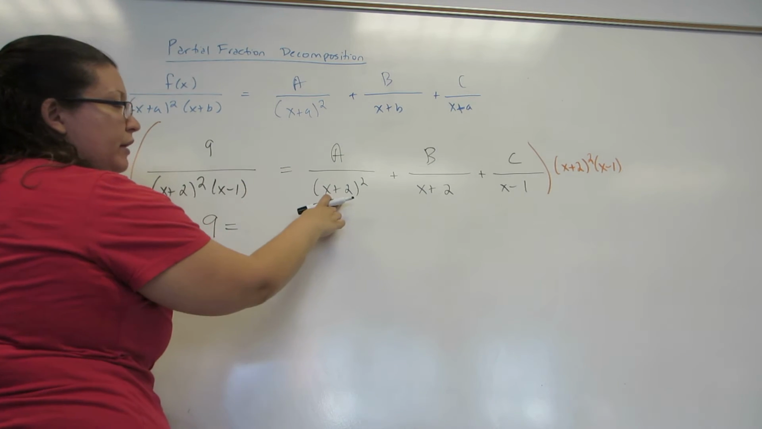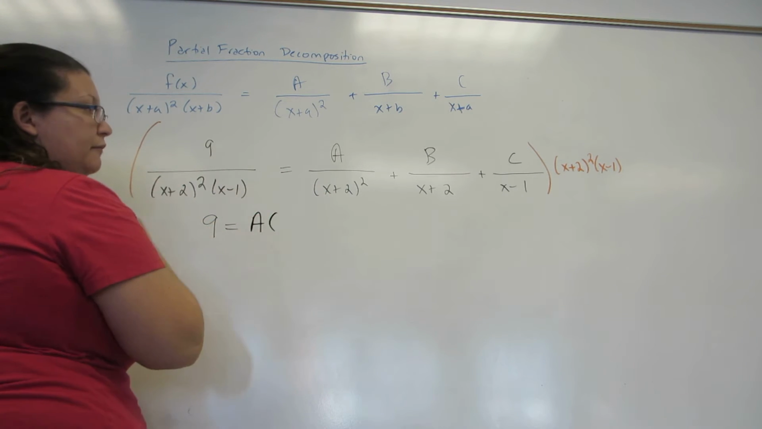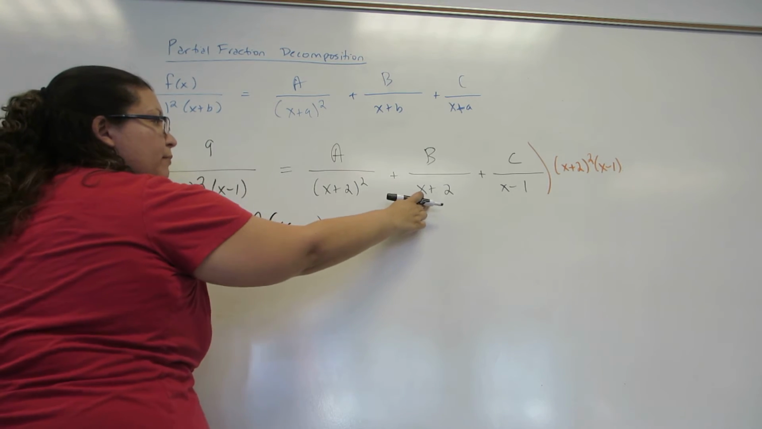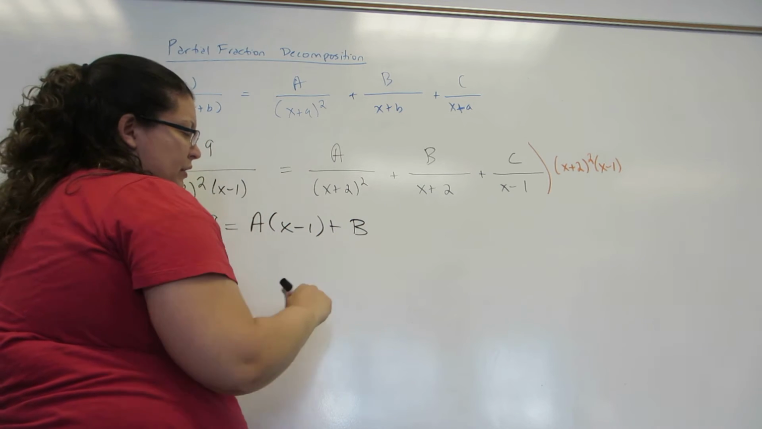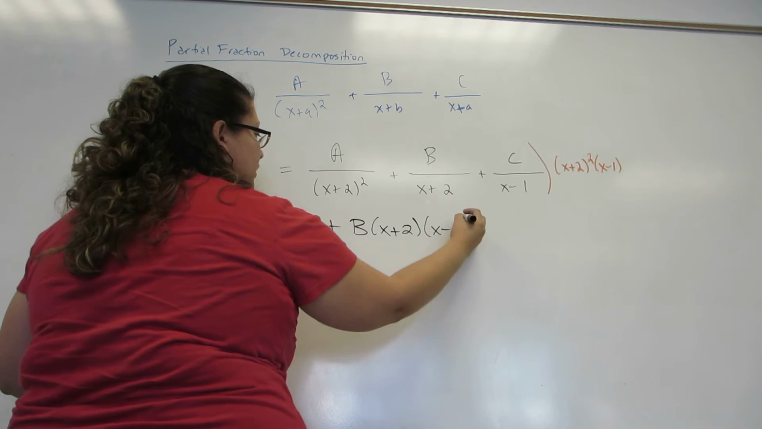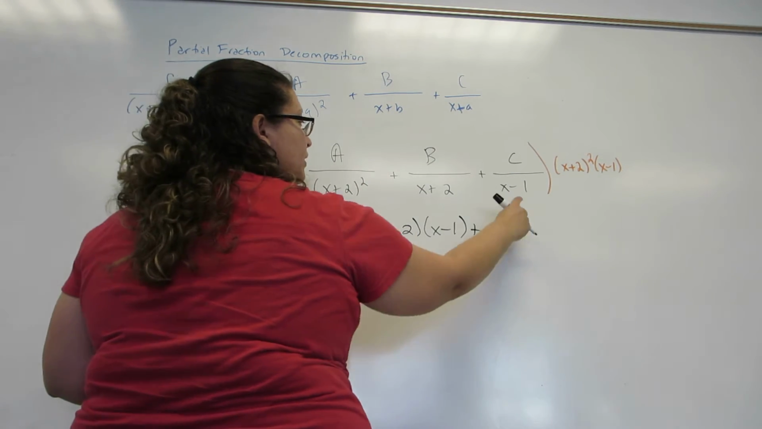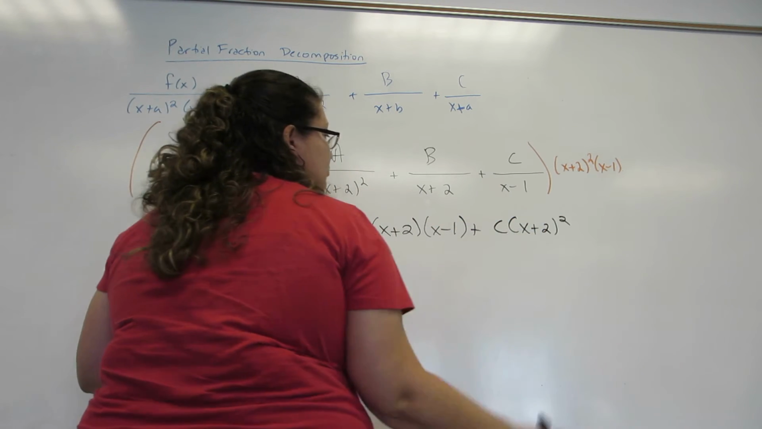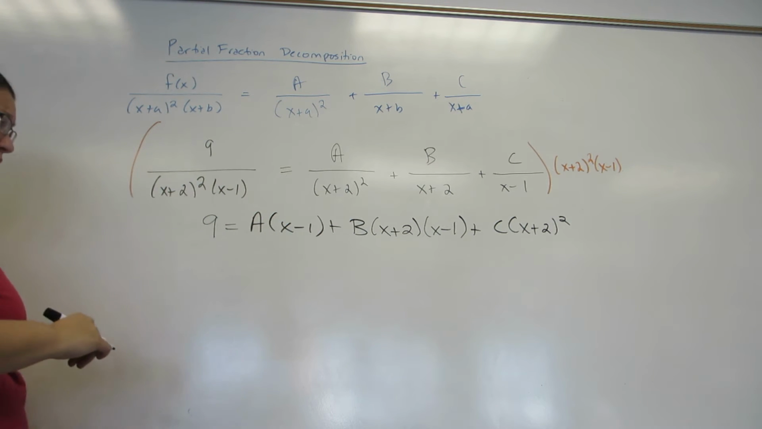When I multiply it by the first term here, the (x + 2)²'s cancel. I'm left with the A and the x − 1. When I multiply it by the middle term, one of the x + 2's cancel, and I'm left with the B, the other x + 2, and the x − 1. And when I multiply it by the last term, the x − 1 cancels, and I'm left with the C and the (x + 2)². Now, I'm going to use the same procedure.